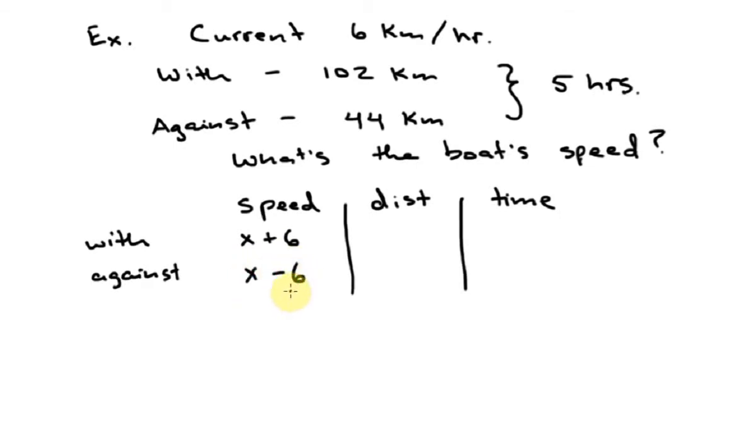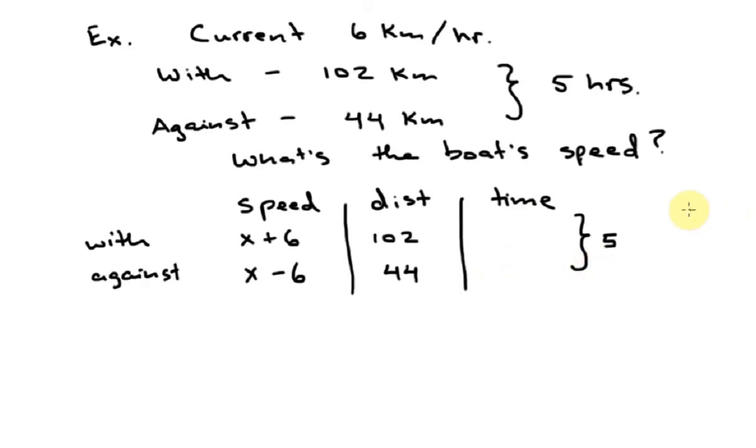All right. Now, the other thing is, what about distance? Well, when we went with the current, we traveled 102 kilometers. When we turned around, we were only able to go 44 kilometers. Now, what about time? Well, there's not much I can do about time other than I know that the total is 5 hours. But what can I do for these individual expressions here?